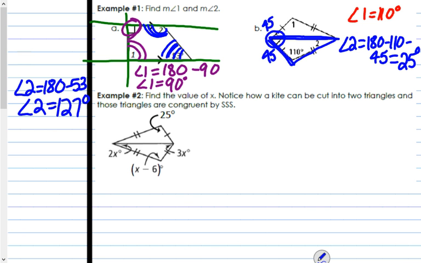Example number 2, find the value of x. Notice how a kite can be cut into two triangles, and those triangles are congruent by side, side, side, which is what I just mentioned. This side is congruent to this side. This side is congruent to this side. And then they share a side. So these are two congruent triangles.